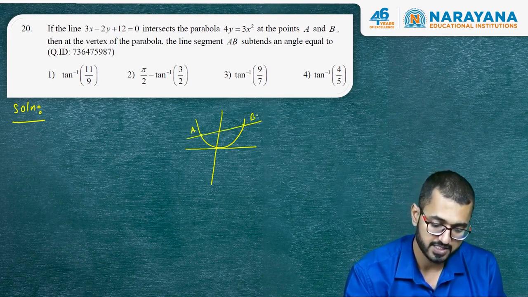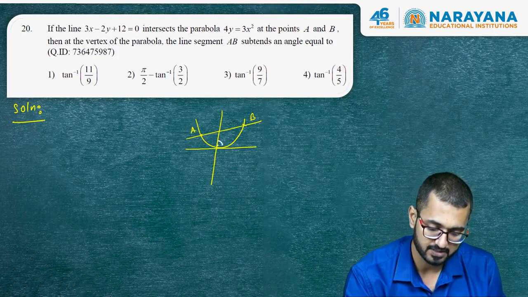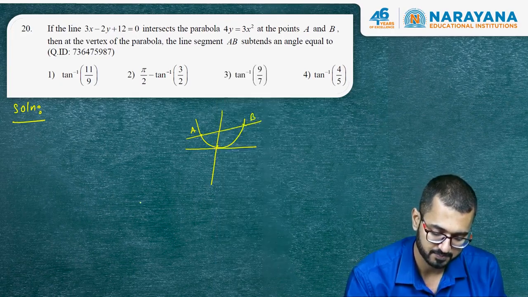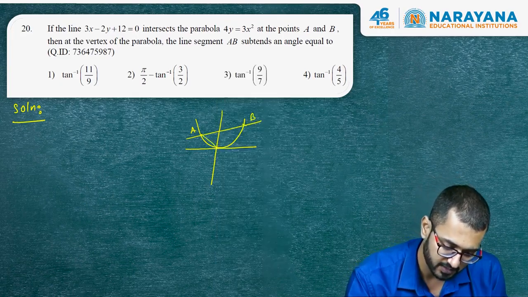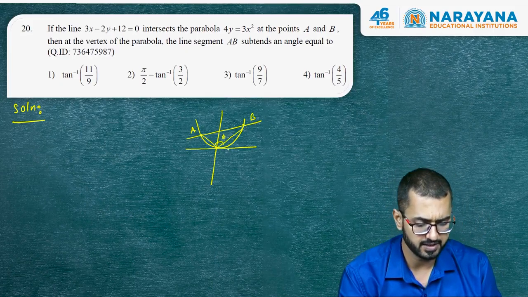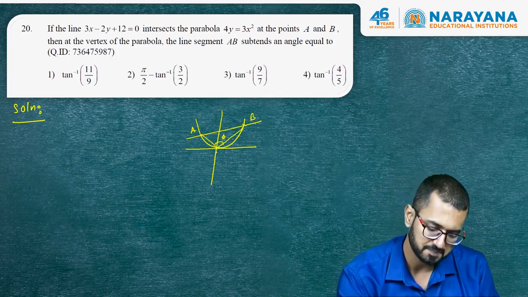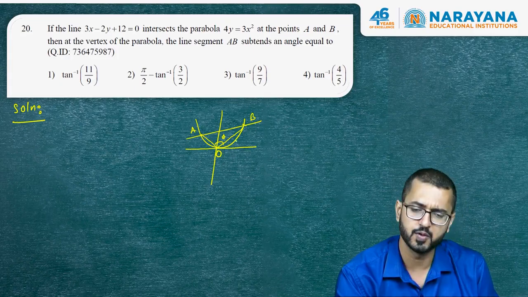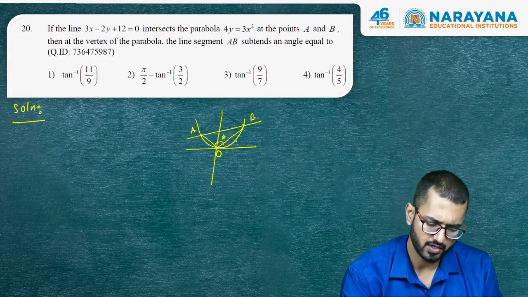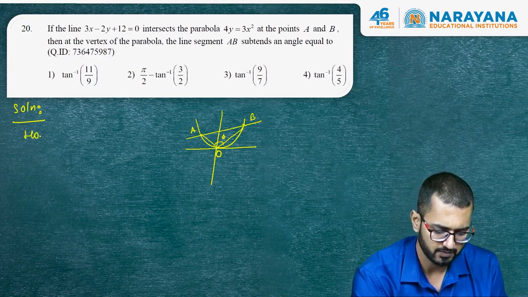And then at the points A and B, at the vertex of the parabola, the line segment AB subtends an angle equal to what? So basically they want this angle. What is this theta? So here there are two ways possible. You can either put this line into the parabola and find out the points of intersection, then find out the slopes of OA and OB and then solve, or you can simply use the concept of homogenization, right? So what we will do, we will homogenize the parabola.